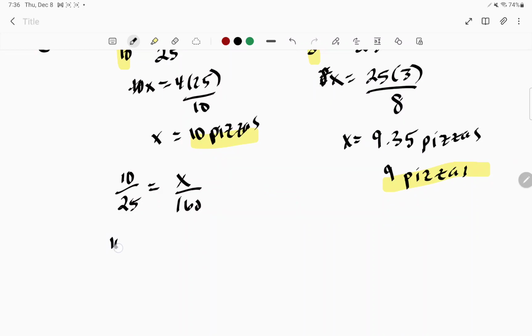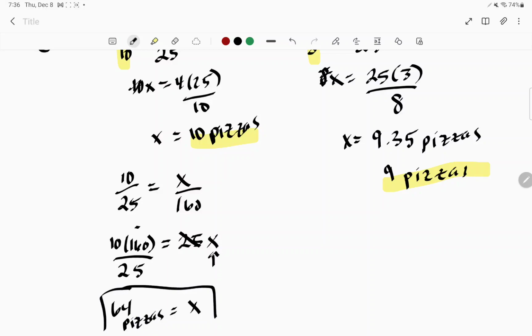So when we do that, you would have 10 times 160 is equal to 25x. So to get rid of that 25, you divide that over, because remember, we want to figure out what number times 25 will give us 10 times 160. So we ask the inverse question, 10 times 160 divided by 25 gives us what number? And so when we multiply 10 times 160 and divide by 25, you would get 64. All right, so for this ratio, using the 10 to 25, you would order 64 pizzas.